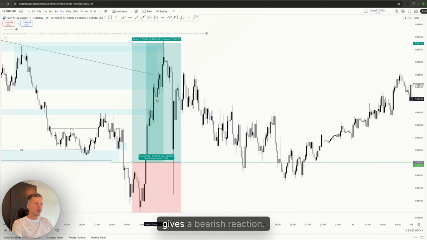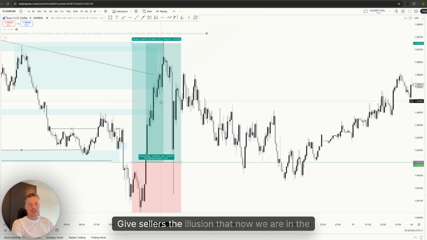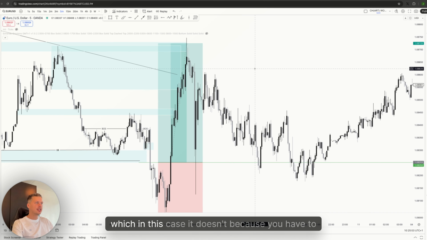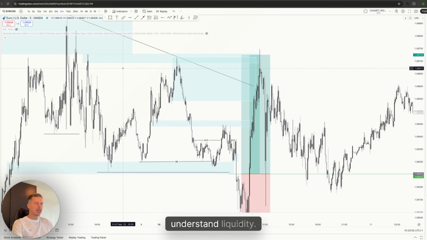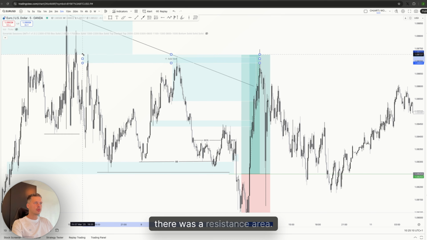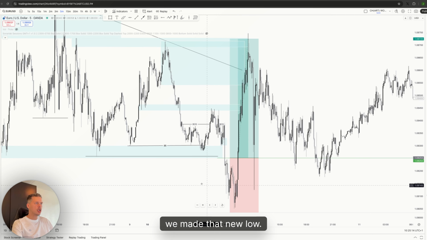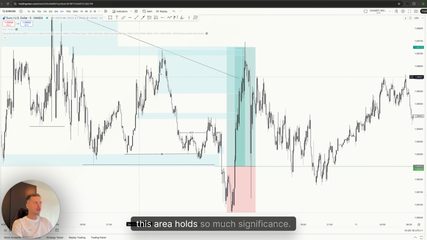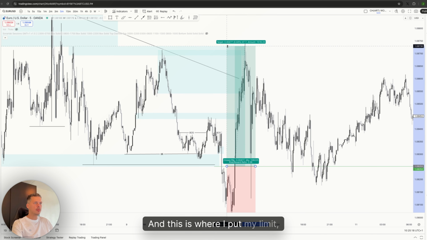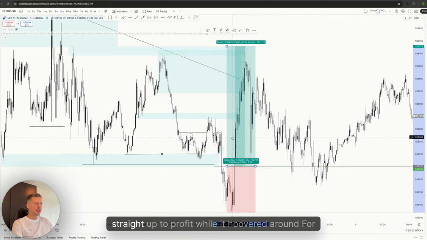Price comes in, gives a bearish reaction, gives sellers the illusion that now we are at the top of the hourly POI of the hourly bearish range. Price will definitely melt from here, which in this case it doesn't, because you have to understand liquidity, right? What was here on top? Well, there was a resistance area. From that resistance area, we made that new low. So this area holds so much significance. And this is where I put my limit of my take profit in.